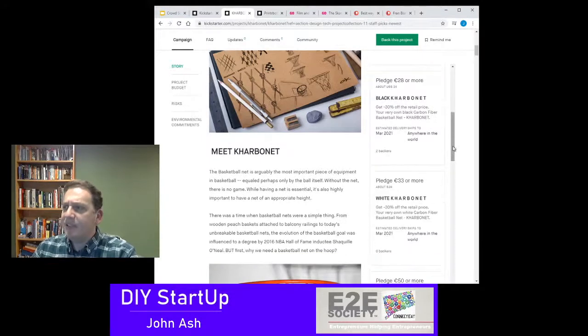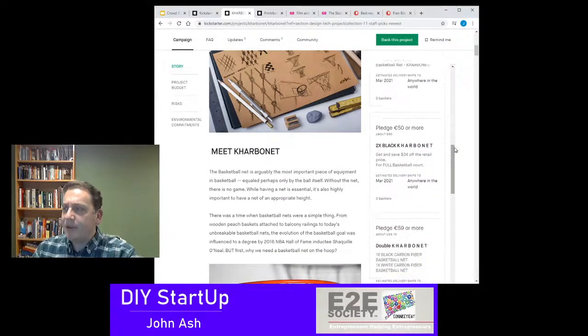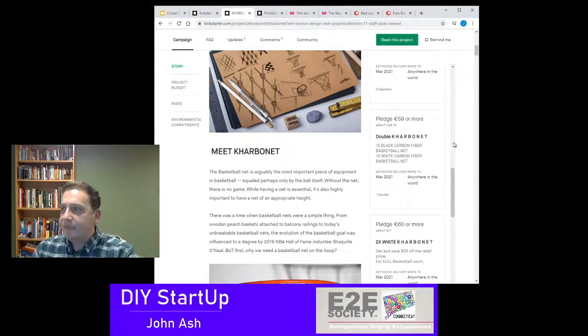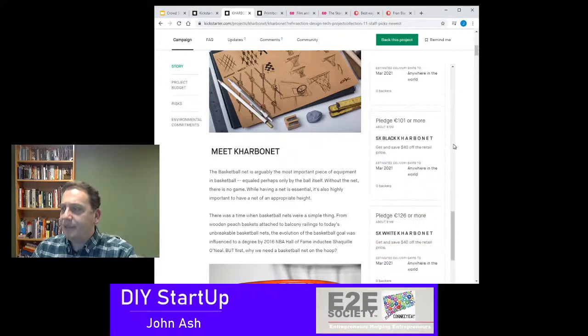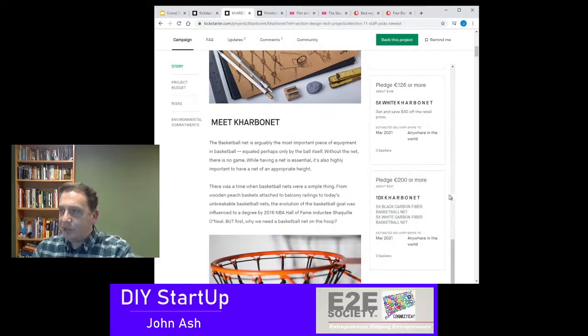So there are a couple of different ways that you could buy these things. Pledge $33 or more to get a white one. Pledge 50 euro to get 2 black ones, a double carbon net, 2 white ones, 5 black ones. The big one down here is €200 to get 10 carbon nets. That's awesome.